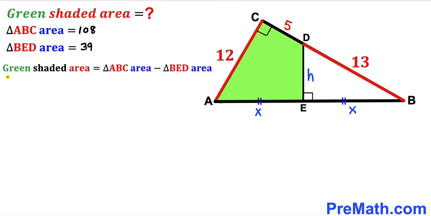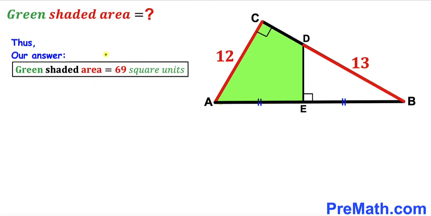Now we are going to calculate the area of this green shaded region. And we know we figured out our triangle ABC area as 108 over here. And the area of the triangle BED as 39. So let's go ahead and fill in the blanks. So we got 108 minus 39. And if we subtract, that is going to give us 69 square units. So thus after all the calculations and manipulations, the area of this green shaded region turns out to be 69 square units. And that's our final answer.